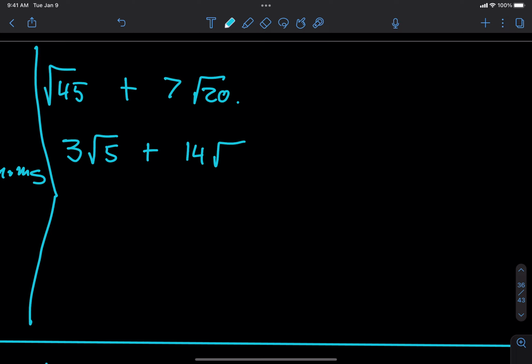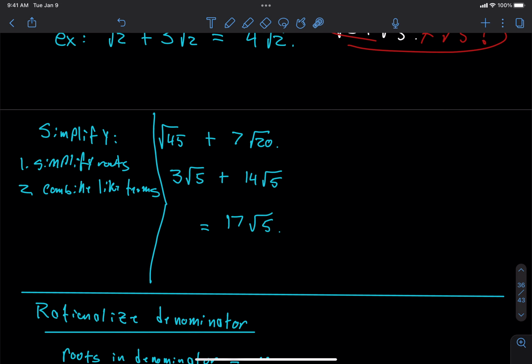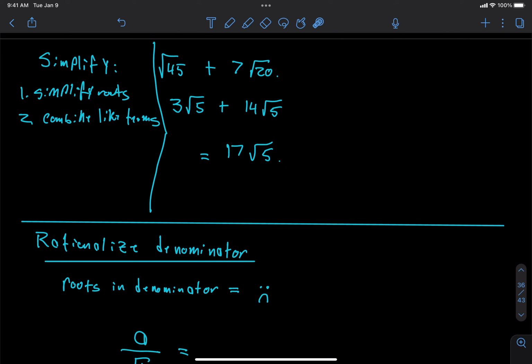14 root 5. Am I done? No, I can take one more step. 17 root 5. Very good. So I can simplify all the roots, and then if there are like terms, then I can combine them. Any questions on how to simplify sums of roots? Again, sums I think are more difficult than products.